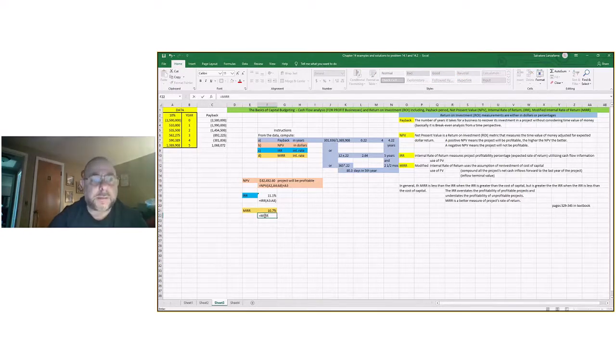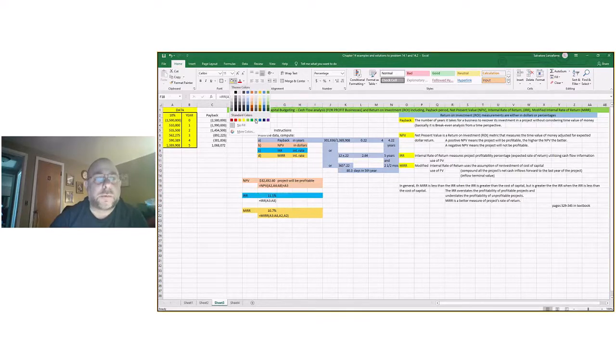So again, how did I get that? Equals MIRR is what I typed. I open the parentheses, and then I'm going to have A3 all the way down to A8, comma, A2, comma, A2. Close the parentheses. So let's just see if that's what I did. Equals MIRR, parenthesis open, A3 to A8, comma, A2, comma, A2, close the parentheses. And that's how you get the modified internal rate of return.